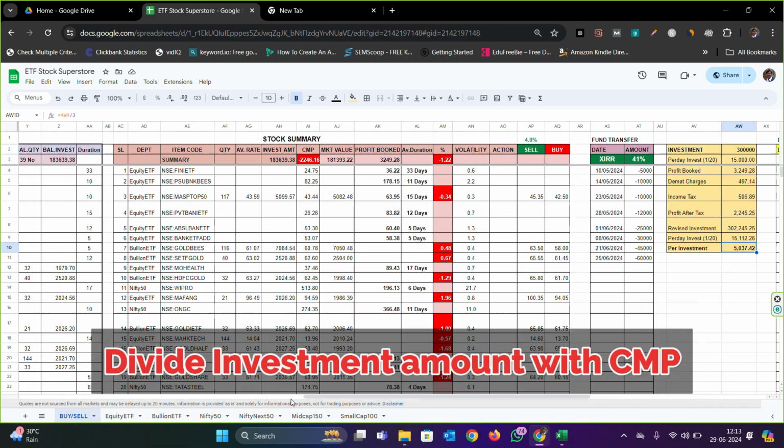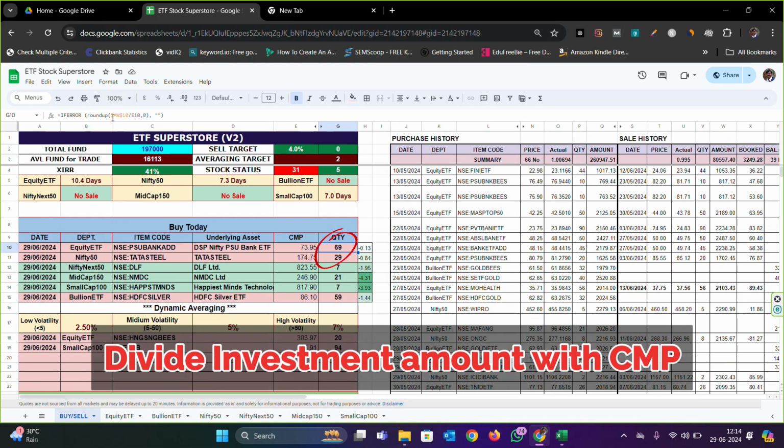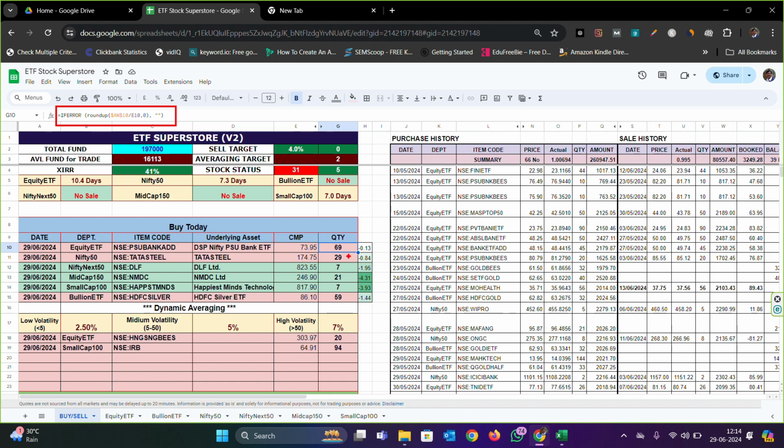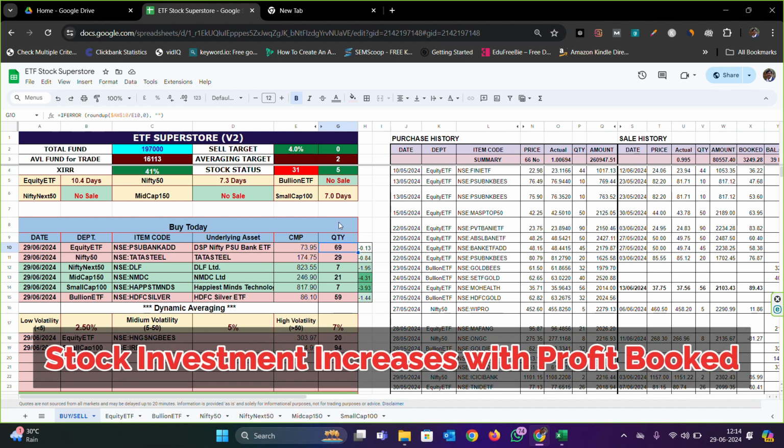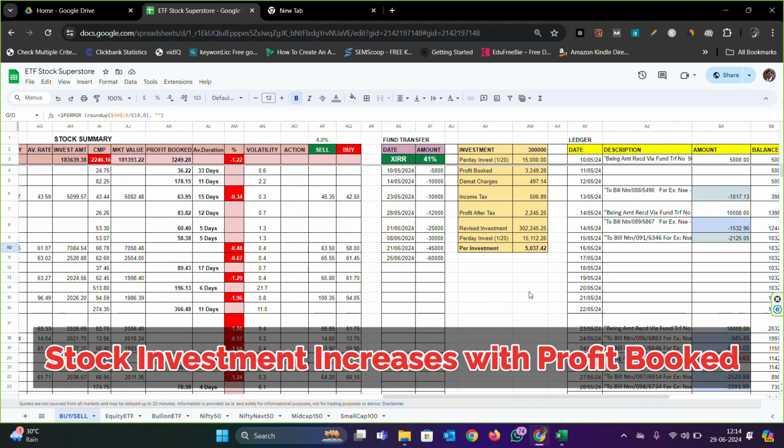To derive the quantity of shares to purchase, we simply divide this per stock investment amount by the current market price, or CMP, of the stock. This method ensures that your per stock investment amount will keep increasing as you book profits, allowing for greater investment potential over time.